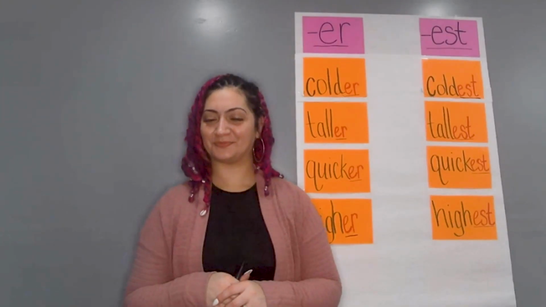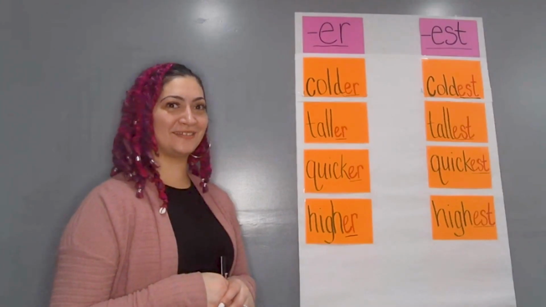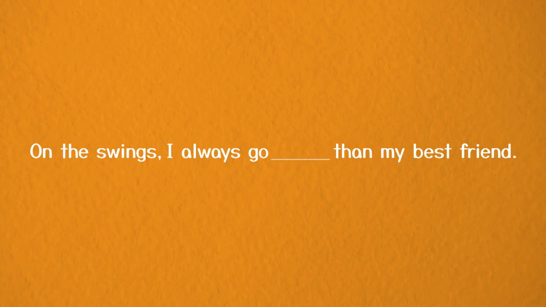Next sentence. On the swings, I always go blank than my best friend. What do you do on a swing? Do you go pretty high on the swing? Yeah, me too. So would you go higher than your best friend? Or would you go highest than your best friend? Higher. You're absolutely right because you're only comparing you and your friend, how high you can go. It's two things, so we would write higher.